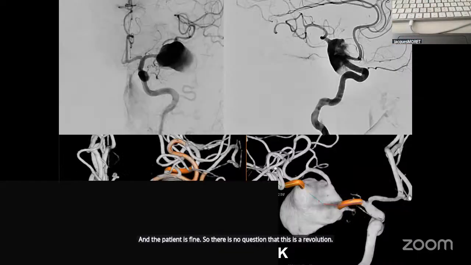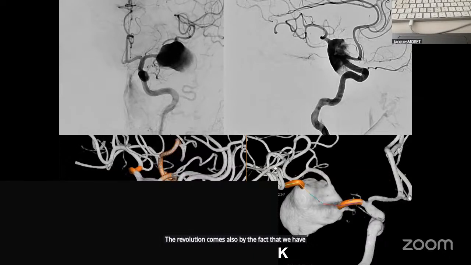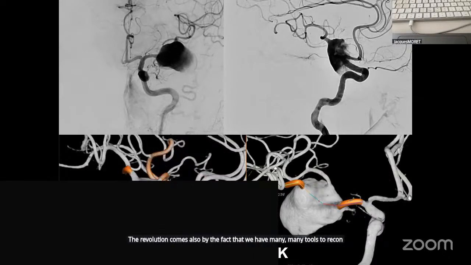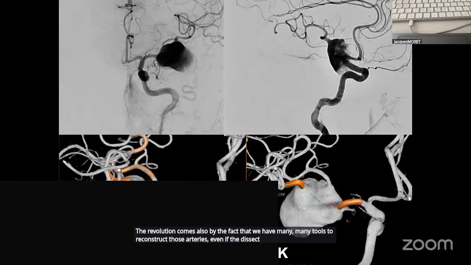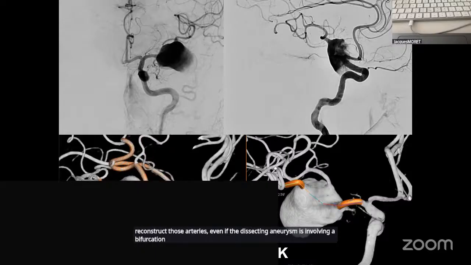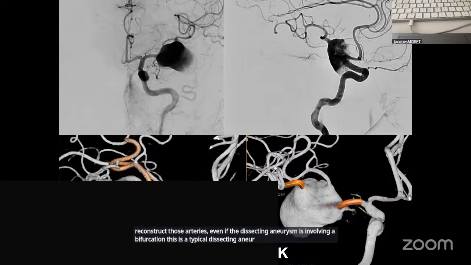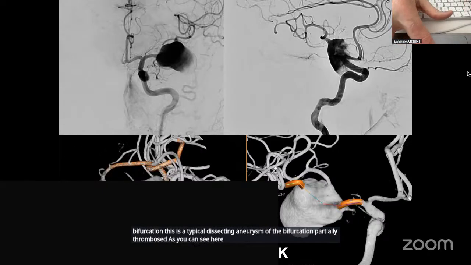The revolution comes also by the fact that we have many, many tools to reconstruct those arteries, even if the dissecting aneurysm is involving a bifurcation. This is a typical dissecting aneurysm of the bifurcation, partially thrombosed, as you can see here, partially thrombosed.